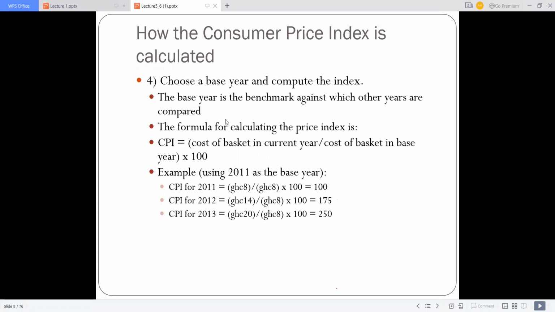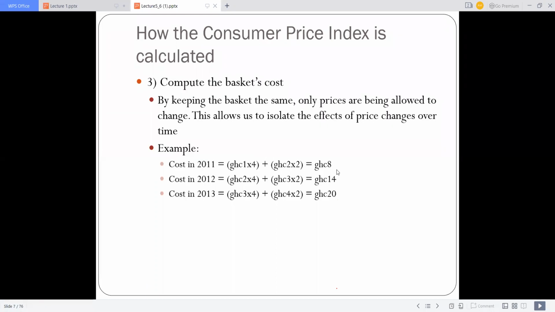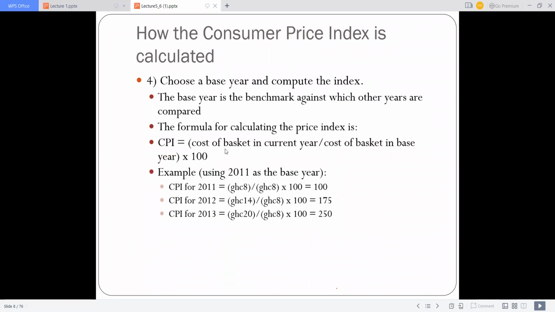CPI is the cost of the basket in the current year. If I want to compute the basket for 2011, what was the cost? The cost was 8 Ghana cedis. Let me go back. The cost here was 8 Ghana cedis. The cost of the basket in the current year over the cost of the basket in the base year. So here they chose 2011 as their base year. So we are going to have this 8 Ghana cedis over the same 8 Ghana cedis times 100.